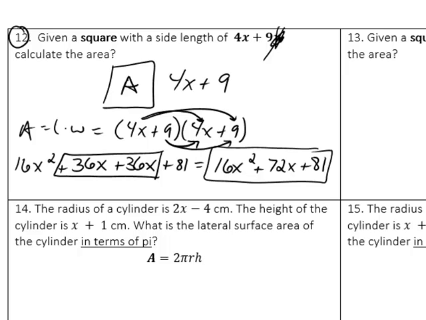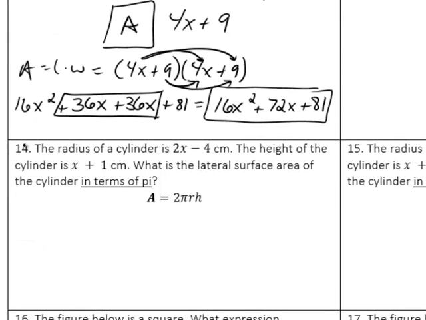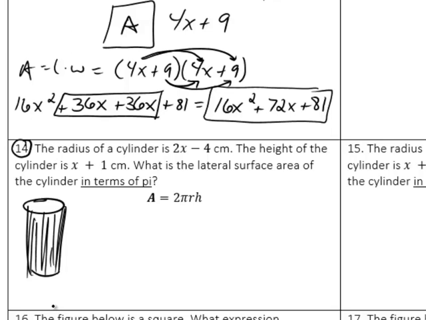Number 14. The radius of a cylinder is 2x minus 4 centimeters. The height of the cylinder is x plus 1 centimeters. What is the lateral surface area of the cylinder in terms of pi? Okay, so let's draw a little picture here. We have a cylinder, and the lateral surface area is what I'm shading in. This right here is what we need to find. And that is given by this equation. A equals 2 pi r times height.